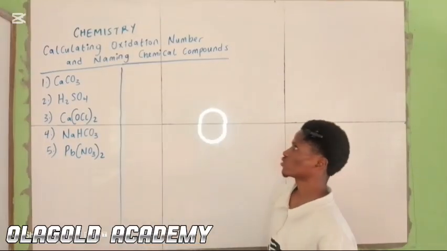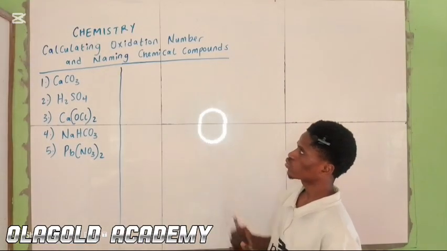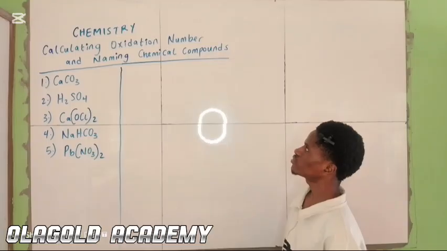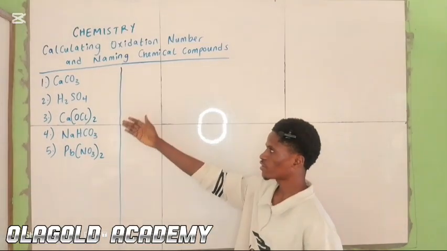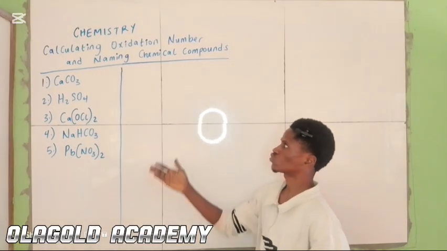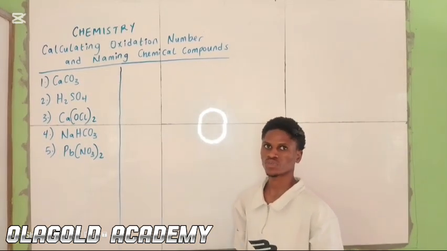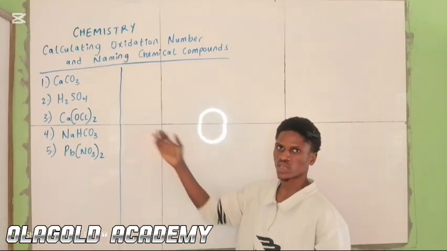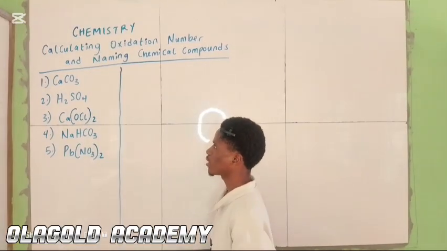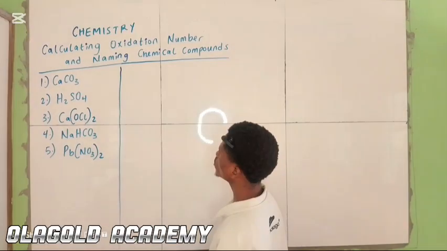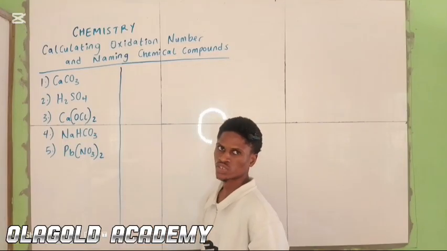Now on the board, we are having a topic in chemistry which is calculating oxidation number and naming chemical compounds. I'm going to use these 5 chemical formulas as an example to calculate oxidation number and name these chemical compounds. Without wasting much of our time, let's go into the calculations. For number 1, we are having CaCO3. How do we name this kind of compound, and how do we find the oxidation number?